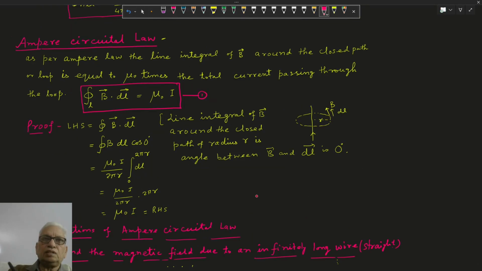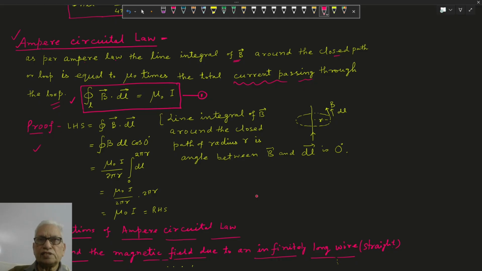Now come to Ampere Circuital Law. Sometimes it is called the counterpart of Gauss law in electrostatics. As per Ampere's law, the line integral of magnetic field B around a closed path is given by mu naught times the total current threading, the total current passing through the loop. So mathematically, the closed path integral of B dot dl equals mu naught I, where I is the total current threading.